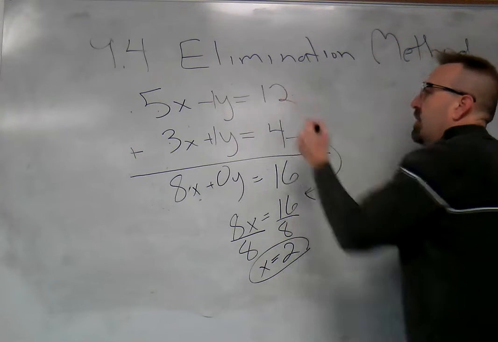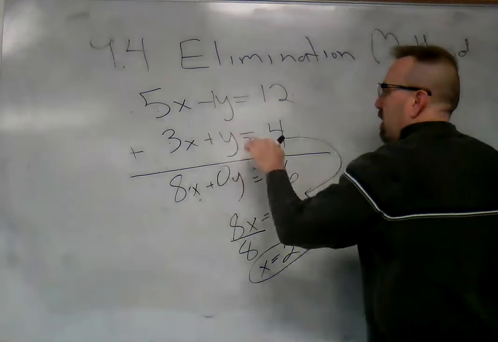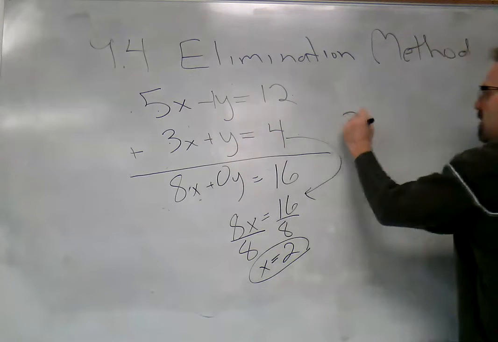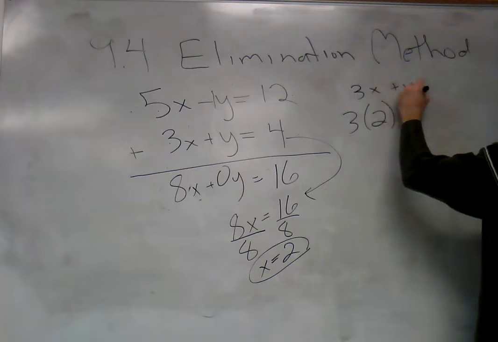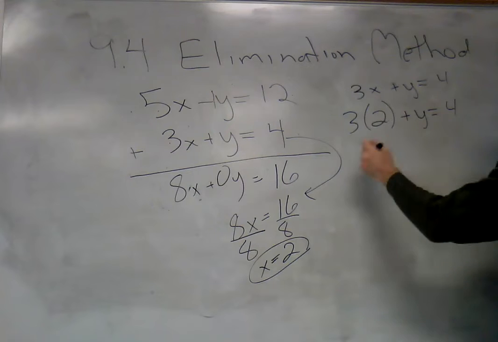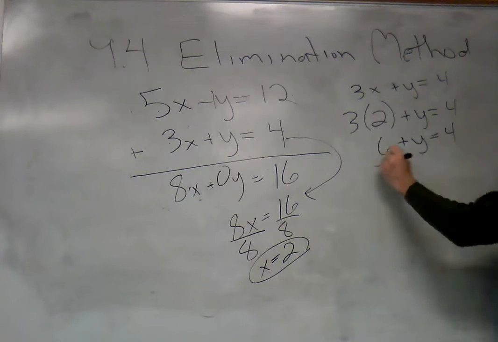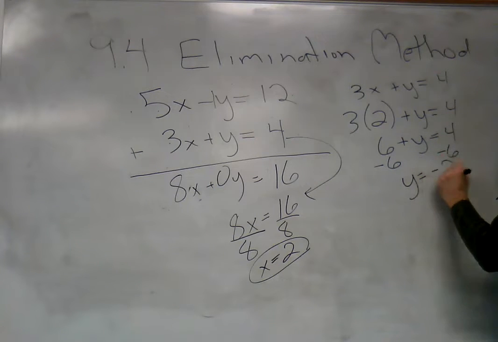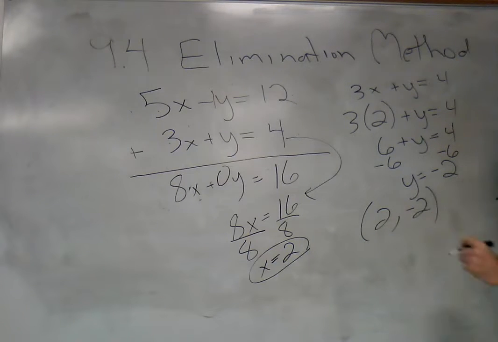We can then put it in either equation. It doesn't matter. I'm probably going to choose this one just for the fact that y is positive. It'll make it a little bit easier, save us one step. So in place of x, we're going to put 2. 3 times 2 is 6. We want y, so we're going to subtract 6. y equals 4 minus 6, which is negative 2. So our point would then be (2, -2).